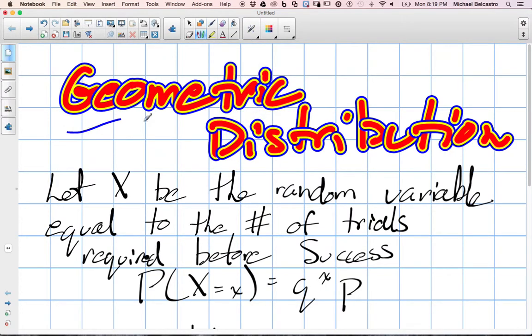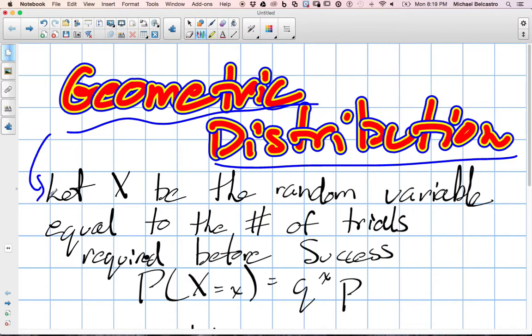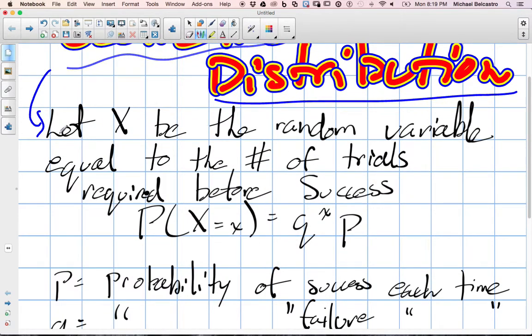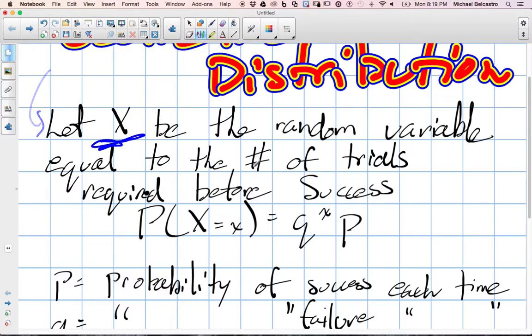Let's look at geometric distribution. Okay? Let's go over the definition and the formula for geometric distribution. Let X be the random variable equal to the number of trials required before a success.